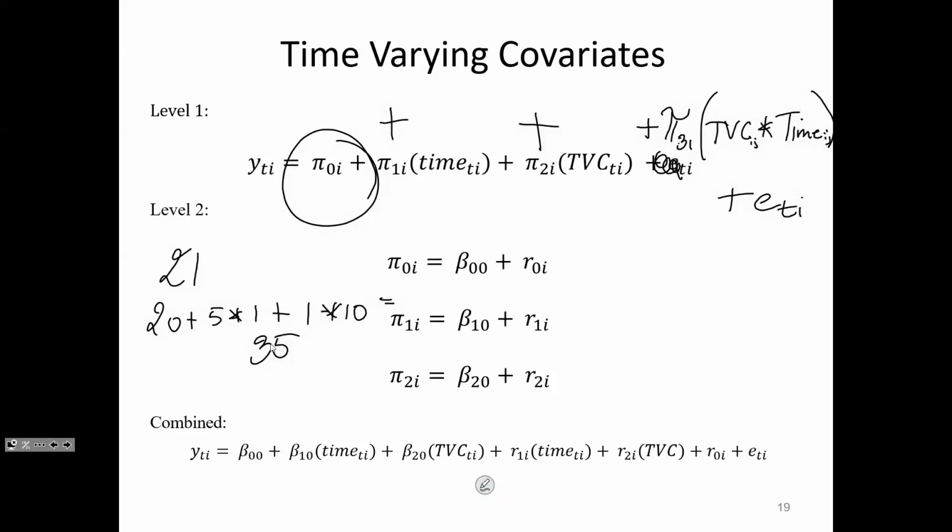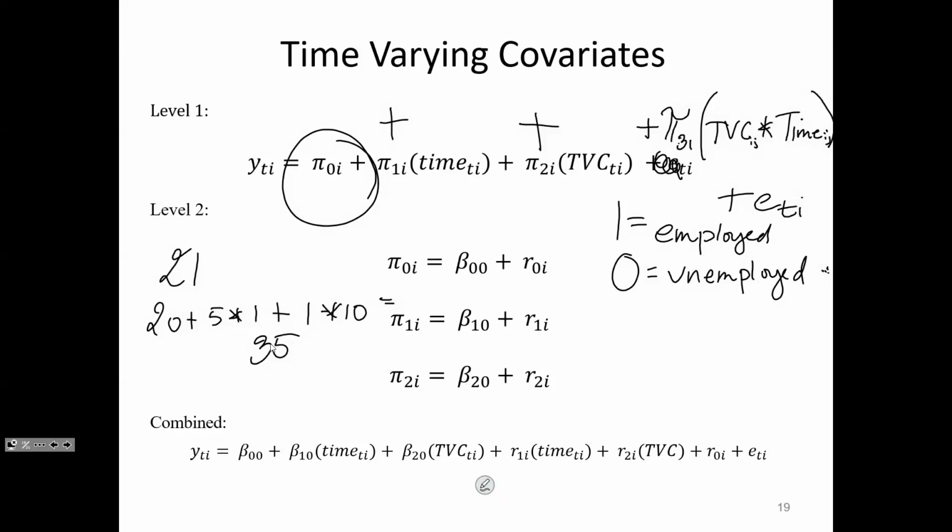So for example, let's go to our employment status example, because that's kind of easy. Actually, let's not grand mean center it, to make it easier. So the time varying covariate is 1 is employed and 0 is unemployed. Okay. So now the intercept is the predicted score at time 0, so at the start of the study, for somebody who is unemployed, right? And the parameter for my time slope is now what?